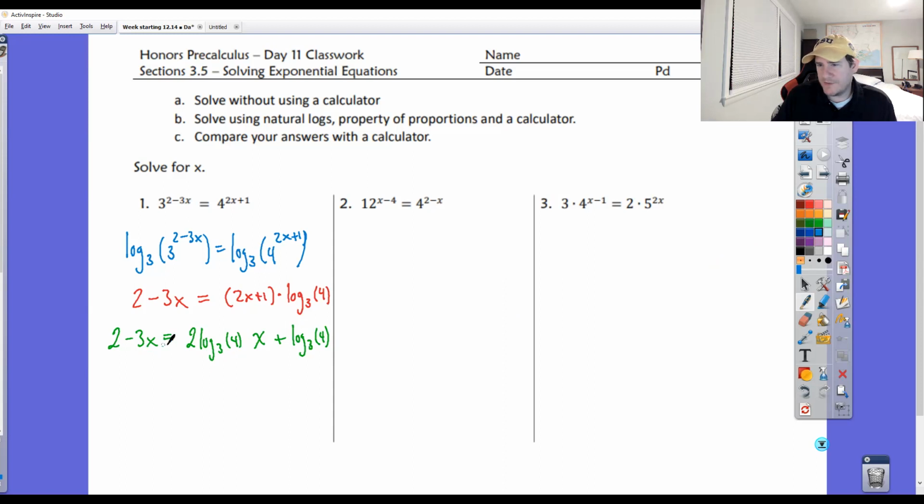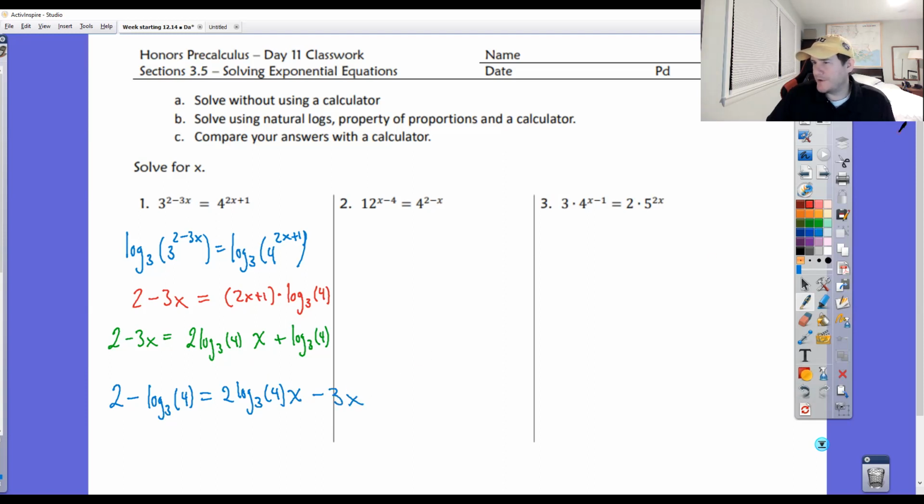So now get your x terms together. I would add the 3x to both sides. That means the log base 3 of 4, which is a constant, I would subtract from both sides. So I basically now have 2 minus the log base 3 of 4 equal to 2 times the log base 3 of 4 times x minus 3x. Ooh, I forgot the x on this. That's a big deal. So this has an x, and then we're also subtracting 3x.